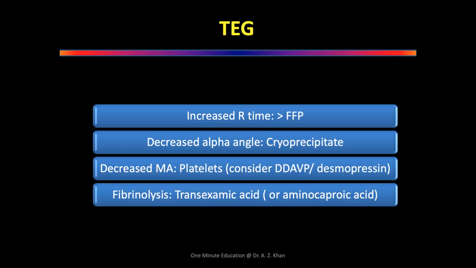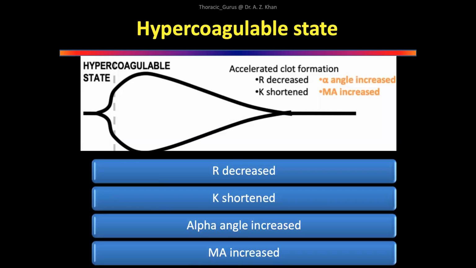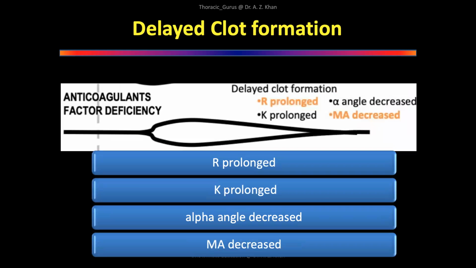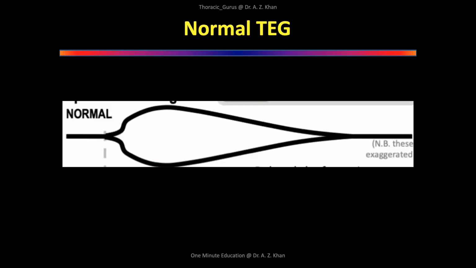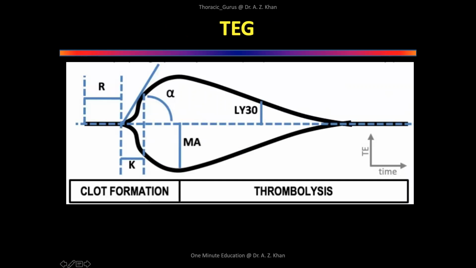And TEG can come as a question. In fact, in the exam, we might keep one of these. In a viva, we usually keep one of these. We just keep the chart and we ask you, can you interpret this? So whenever you interpret, you have to talk in terms of R time, K time, alpha angle, maximum amplitude, and LY30.